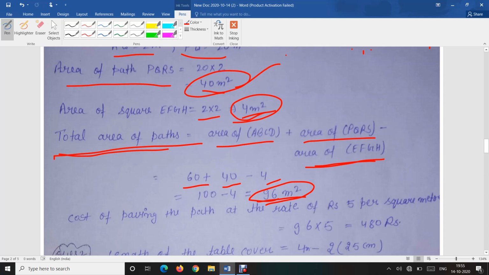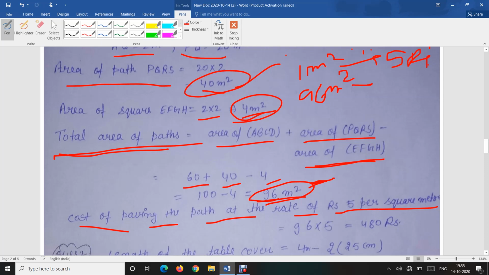Now the question is talking about the cost of paving the path at the rate of 5 rupees per square meter. Obviously, if the cost for 1 meter square is 5 rupees, then the cost for 96 meter square is 96 multiplied by 5. So 96 multiplied by 5 is 480 rupees. That means the cost of paving the path at the rate of 5 rupees per square meter is 480 rupees.